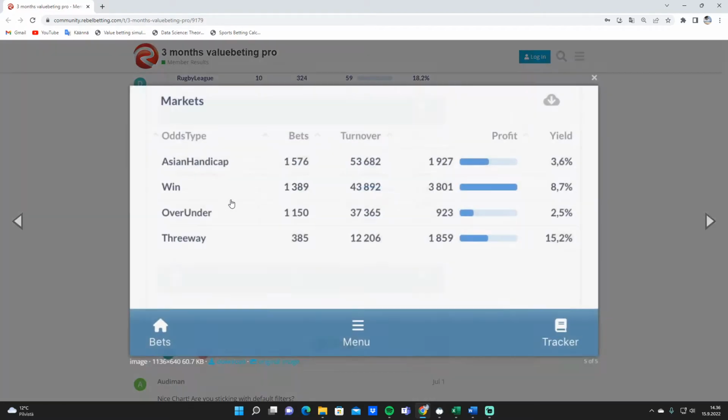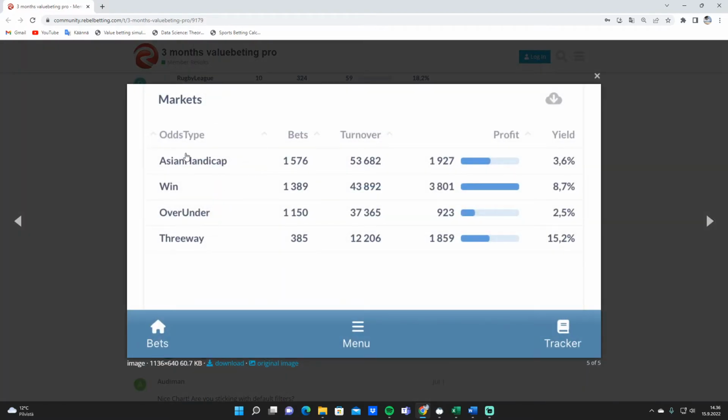And oh yeah, here are the markets also. So Asian handicap, win, over, under, 3-way. All of these markets are on profit. I have seen sometimes people posting or saying that they are not making money from over under bets, for example. So they think that they should quit them and only focus on the other markets.